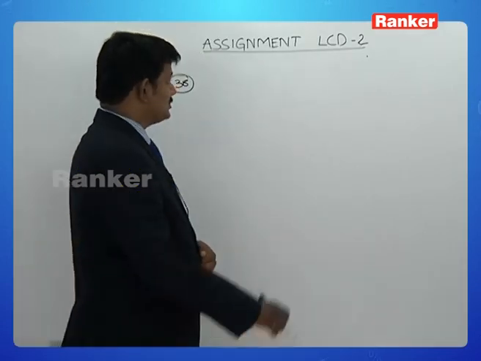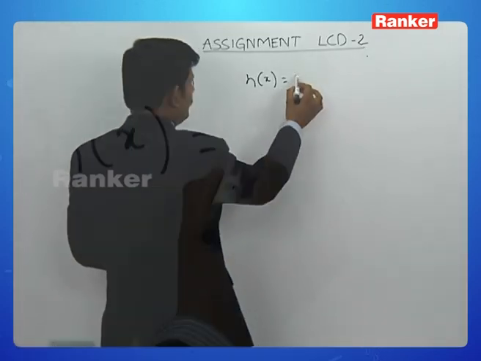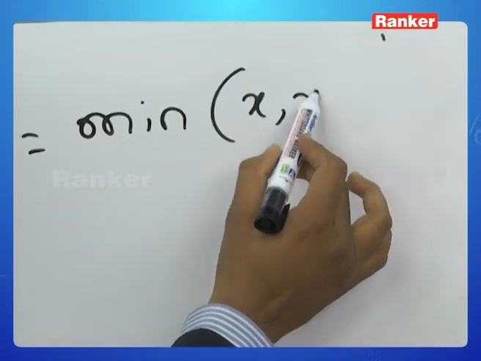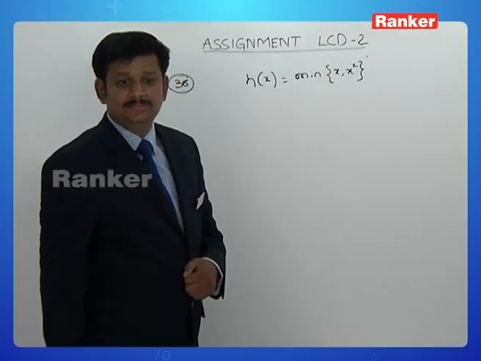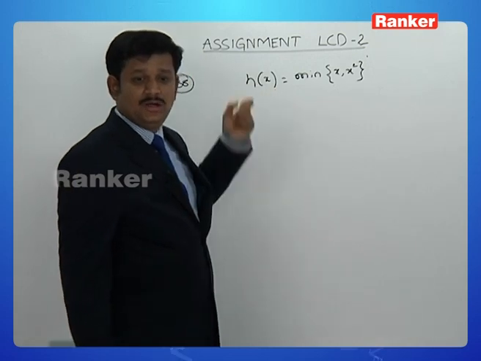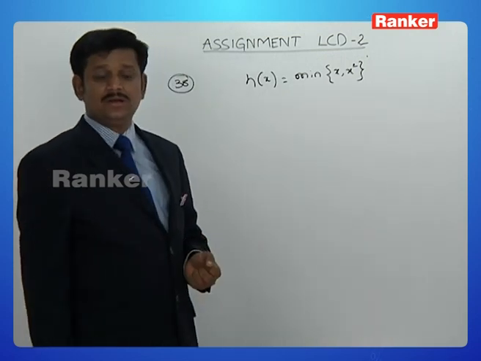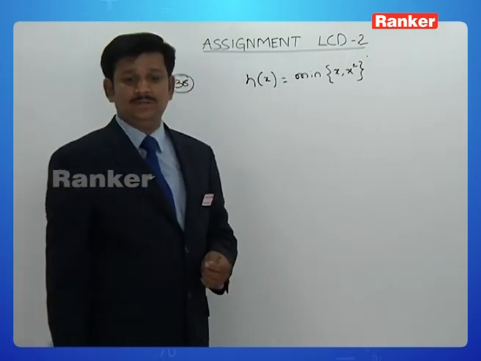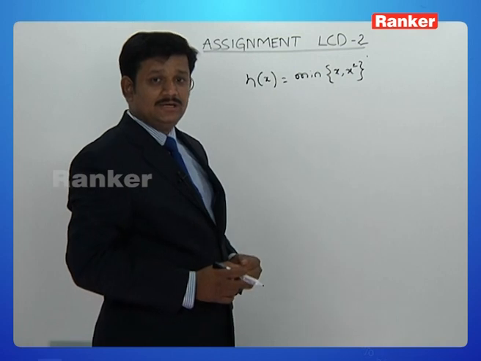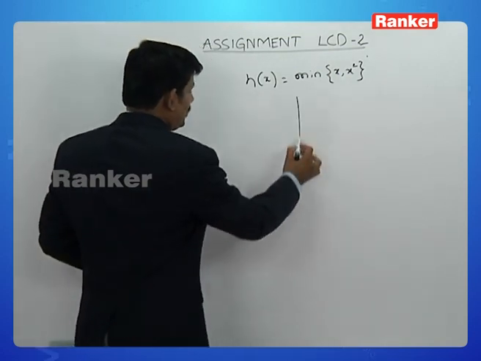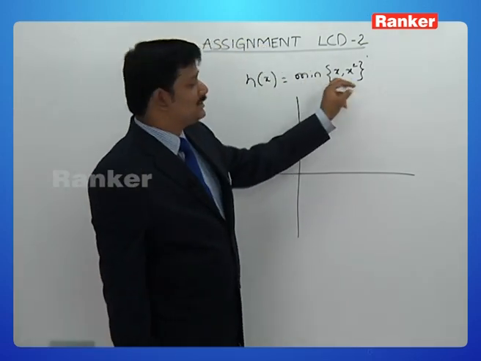For the function h of x is equal to the minimum of x and x square, we need to check whether h is continuous for all x, or it is differentiable for all x, or h dash x is 1 for all x greater than or equal to 1, or if it is not differentiable at x equal to minus 1. Again, to check continuity and differentiability of this function, let us plot the graph of this function. h of x is the minimum of x and x square.